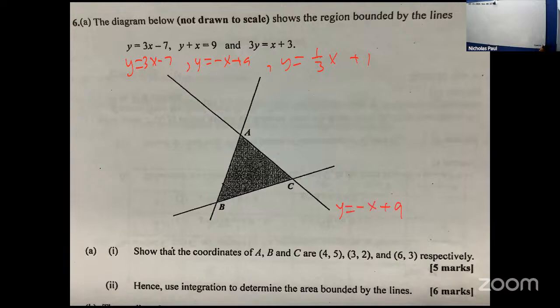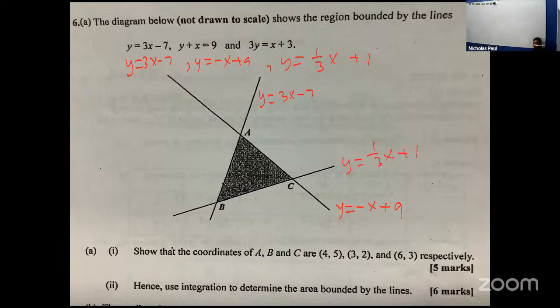What about the next two? AB has a positive gradient, right? But which gradient is larger, AB or BC? AB. So which of these remaining lines says AB? First one. Y is equal to 3x minus 7. And we know what BC is, right?